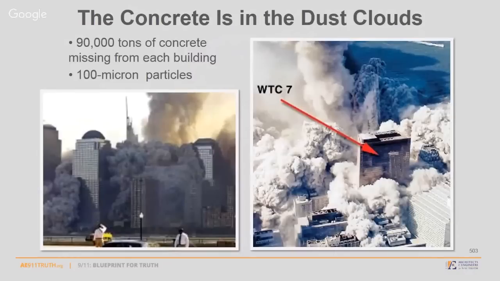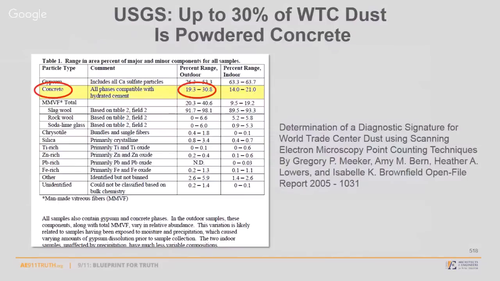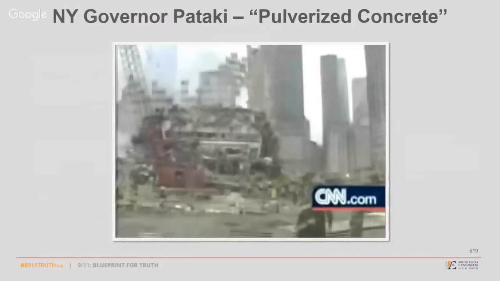in these incredible clouds of extreme heat, which we'll be looking at next week, but 100-micron particles. It's like a fine ash that spread from river to river throughout lower Manhattan, 4-inch thick or so. An incredible series of complete pulverization. The U.S. Geological Survey defines up to 30% of these dust samples as composed of powdered concrete. How does that happen? Let's listen to the governor.